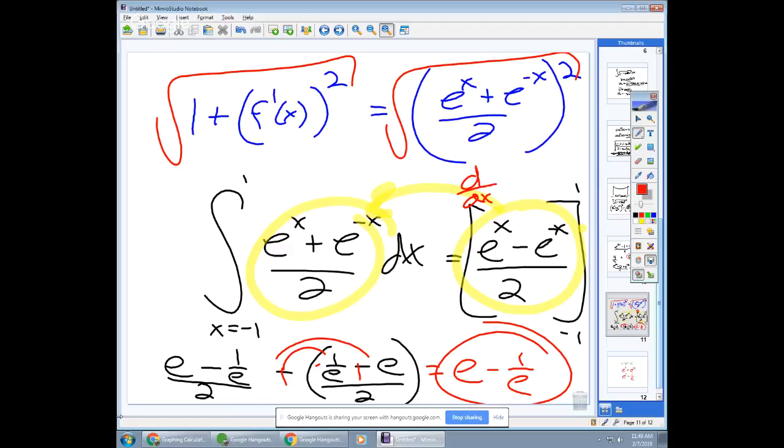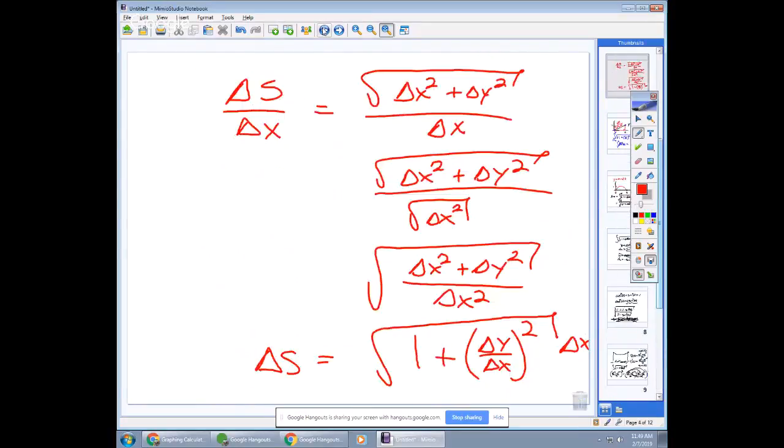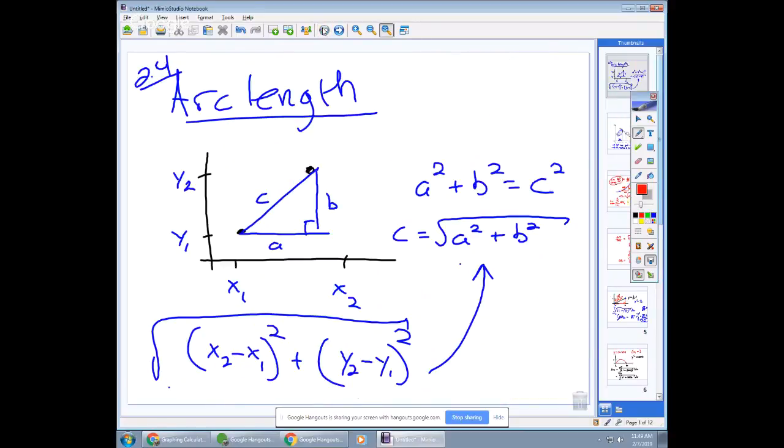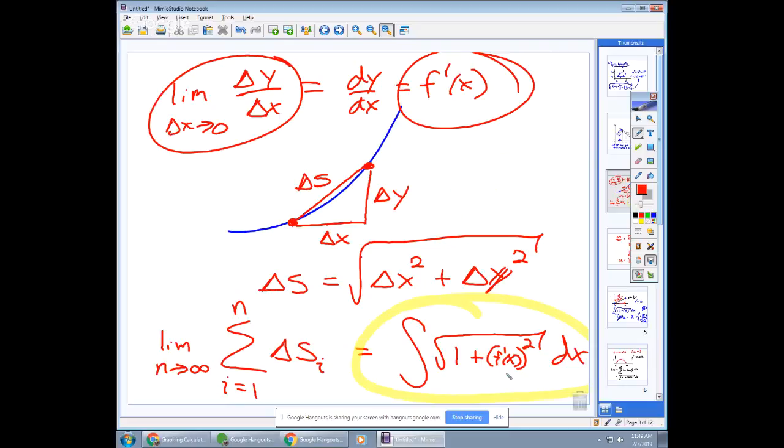Okay, so arc length, big deal. You got to know the formula. Where'd you go, formula? Square root of 1 plus f prime of x squared. There it is right here. Yeah. So that's the formula.